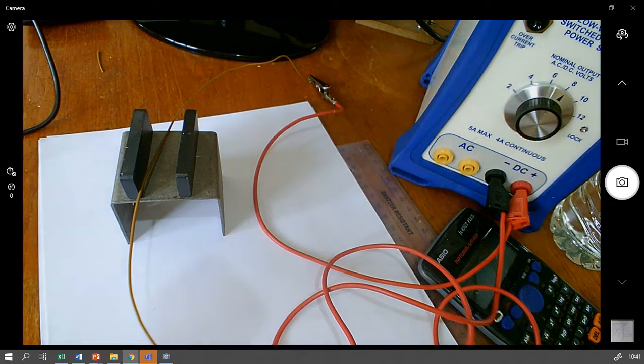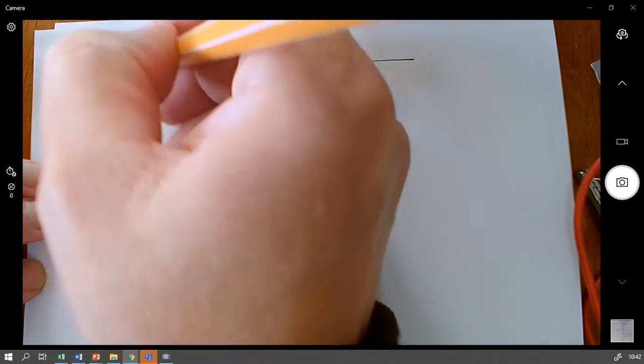Okay, so I'm just going to pause for a second. Okay, so we're back. Whoops, pen's in the way.